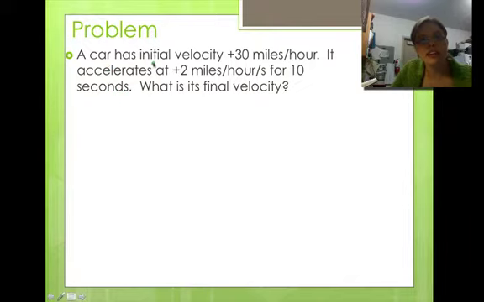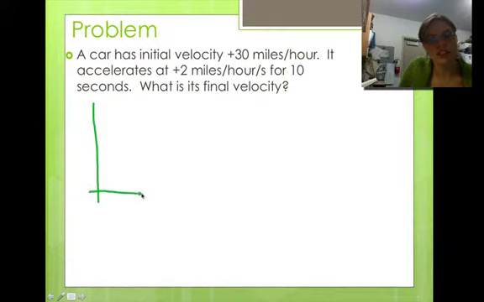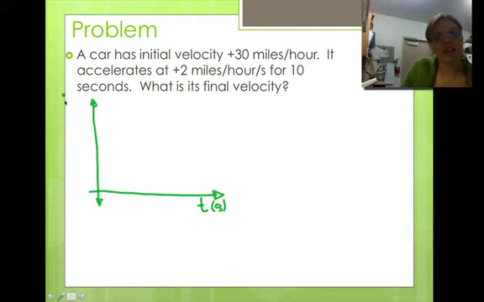So a car has an initial velocity of 30 miles per hour. It accelerates at 2 miles per hour per second for 10 seconds. What is its final velocity? So one way to go about solving this problem is through a velocity time graph. Time is always on the horizontal axis. So let's do time in seconds, and we'll do the velocity in miles per hour.